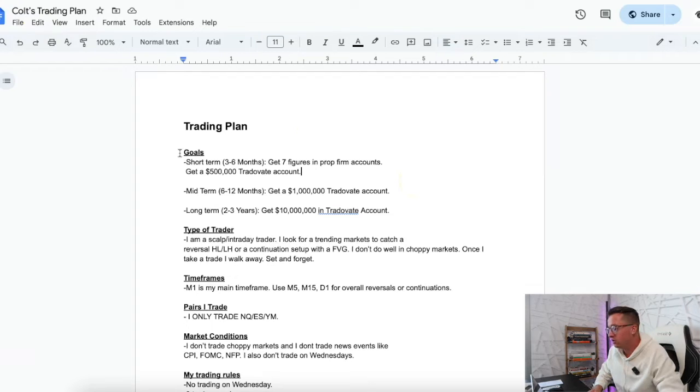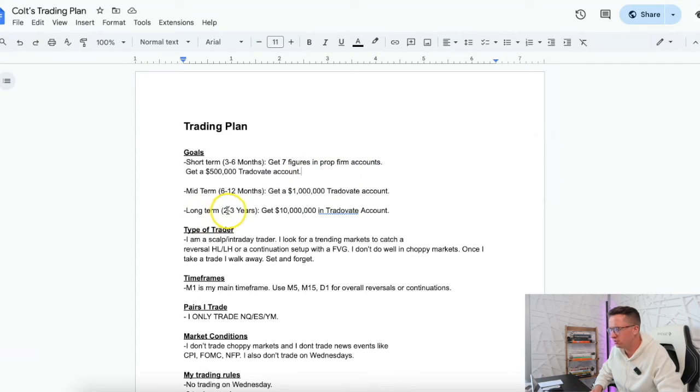Now, my first column are my goals. I have short-term goals, mid-term, and long-term goals. For my short-term goals, I want to get 7 figures in prop firm accounts, and another one is to get $500,000 in my Trade-A account, to grow it to $500,000, I should say. 3 to 6 months right here. Midterm, these are 6 to 12 month goals. Get $1 million in my Trade-A, as well as having my 7 figures in prop firm accounts.